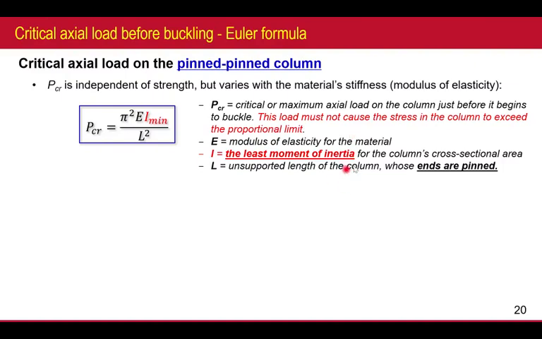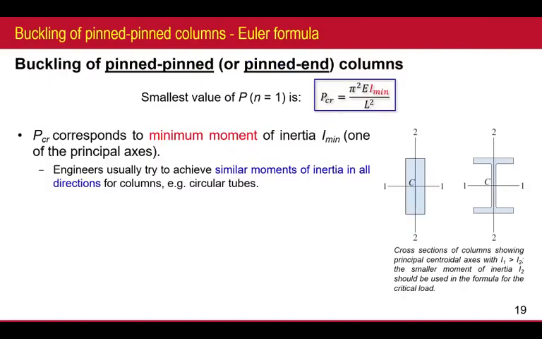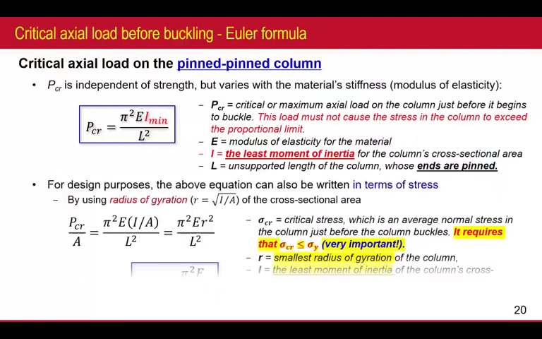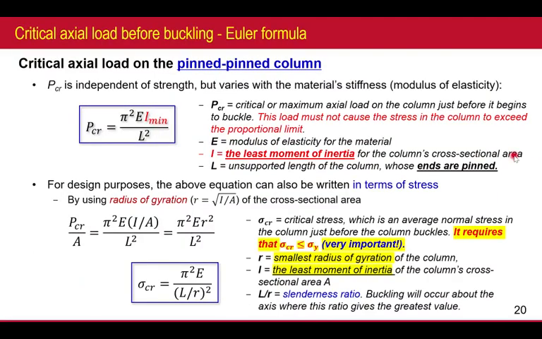E is the modulus of elasticity of the material. I is the least moment of inertia. So if there are several locations, you should find which should be used for the I. For example, for a rectangular one or an I beam, you should know which one will govern. That means you should work out I1, I2 by yourself. L, of course, is the length, with pinned ends.